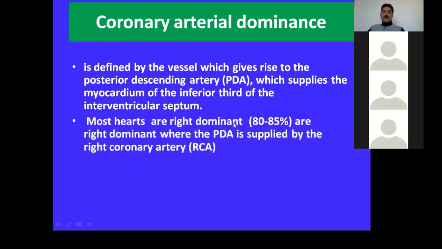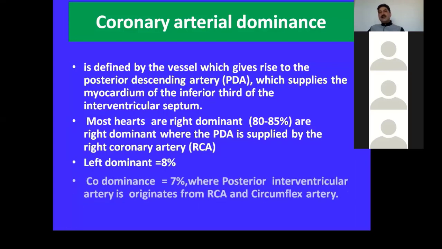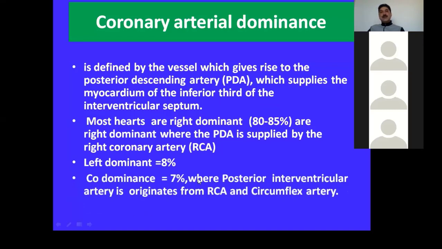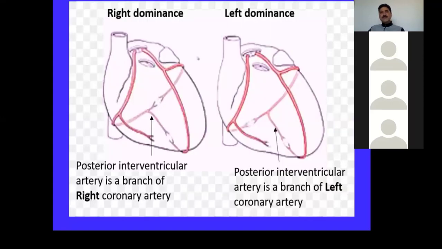Most hearts are right dominant. In 80 to 85% of the cases, you will find posterior interventricular is branched from the right coronary artery. In 8% of the cases, it is branched from the left coronary artery, and in 7% of the cases, there are two vessels present in the posterior interventricular sulcus, one from the right, another from the left coronary artery. In this case, posterior 1/3 of the septum is supplied by both coronary arteries. Is it clear to you? Yes, sir. So let us go to this diagram. What do you see in this diagram?